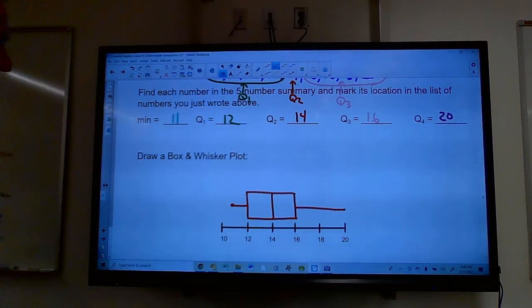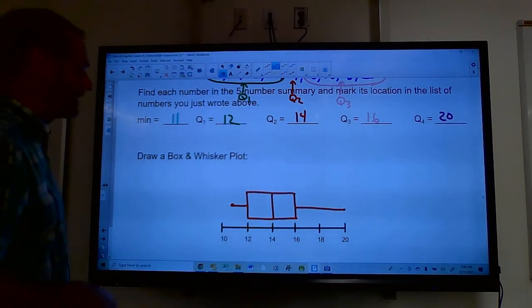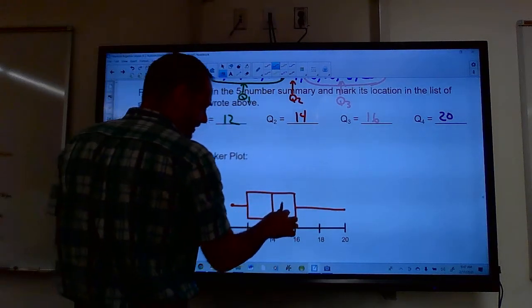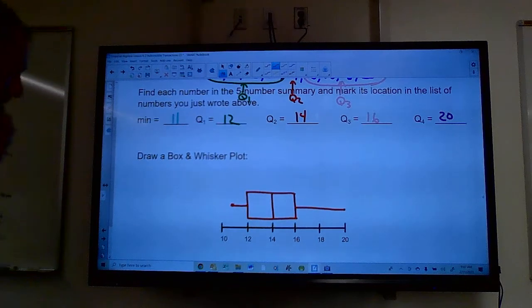If I wanted to find the average of those numbers, I could find that and put it on my box plot too. I'm guessing it's going to be shifted a little bit this way.